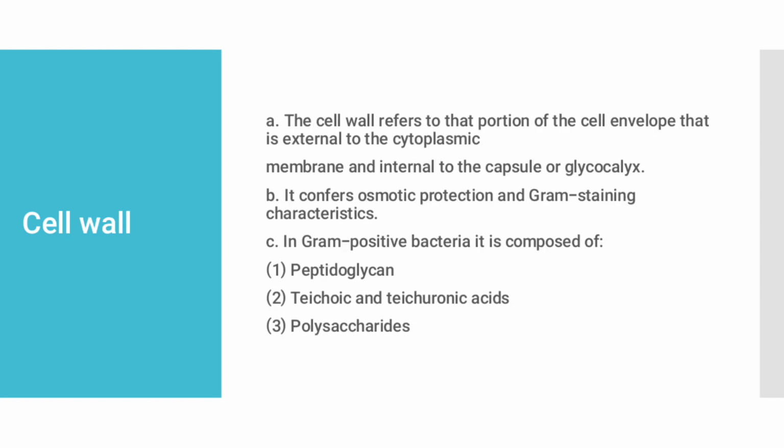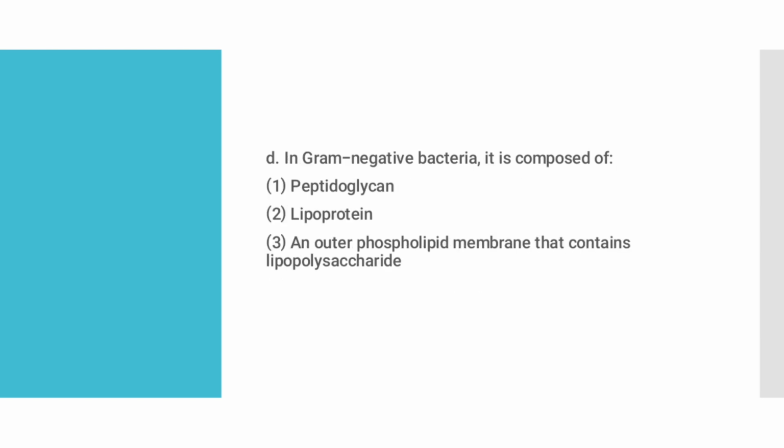Here we can speak about the cell wall. The cell wall refers to the portion of the cell envelope that is external to the cytoplasmic membrane and internal to the capsule or glycocalyx. It confers osmotic protection and gram staining characteristics. In gram-positive bacteria, it is composed of peptidoglycan, teichoic acid, and polysaccharides. In gram-negative bacteria, it is composed of peptidoglycan, lipoprotein, and the outer phospholipid membrane that contains lipopolysaccharides.